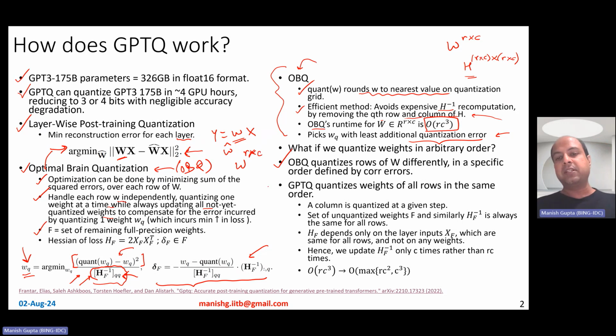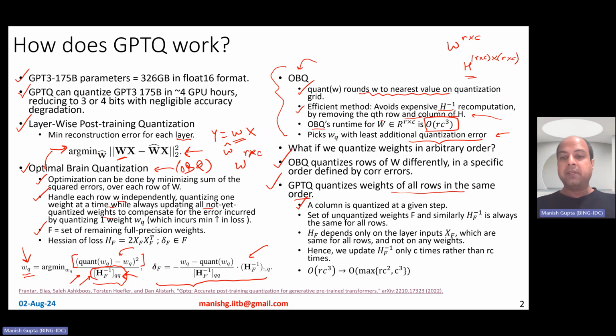But GPTQ says, let me quantize the weights of all rows in the same order, and that too from start to end. Quantize the first weight, the second, third, fourth, fifth weight for every row. Do that for the first row, second row, third row, everything. In other words, GPTQ proposes that I go column by column: quantize the first column for all the rows, the second column for all the rows, the third column for all the rows, and so on.